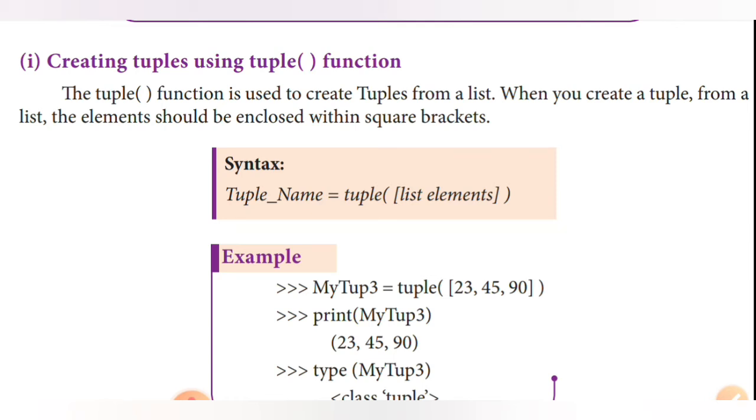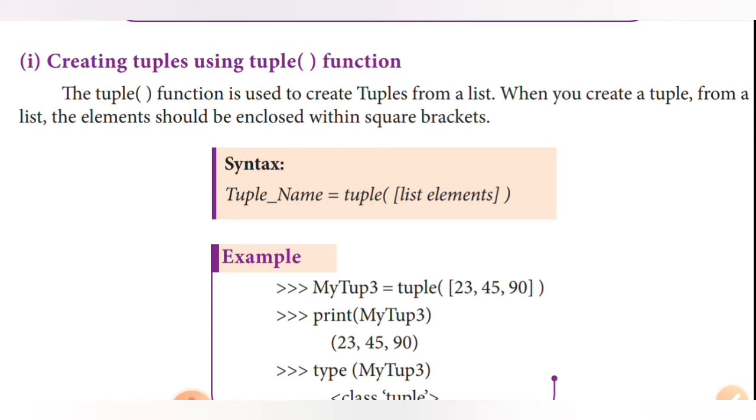Now you can see the example. My tuple 3 is equal to tuple. Here my tuple 3 is a tuple variable name, the name of the tuple. Tuple is the function used to create a tuple from the list. Within the normal parenthesis, we are using one more square bracket. This square bracket is used to specify the list elements. So 23, 45, 90. Here how many elements are there? 3 elements. Okay, print my tuple 3.